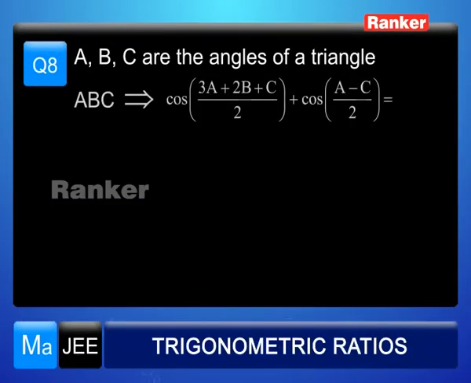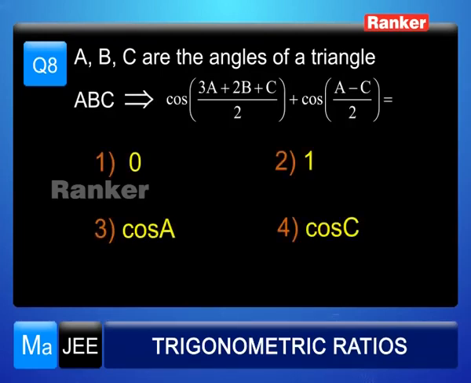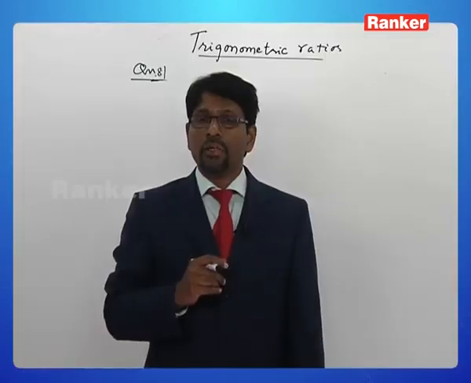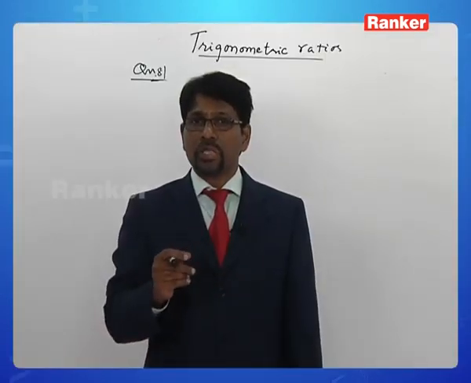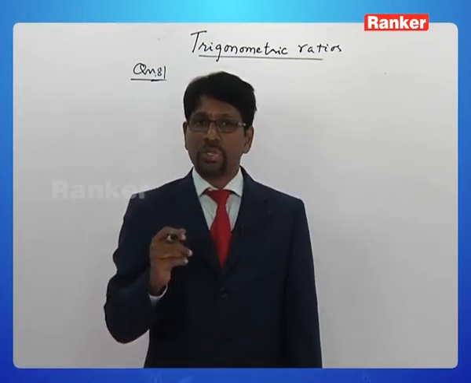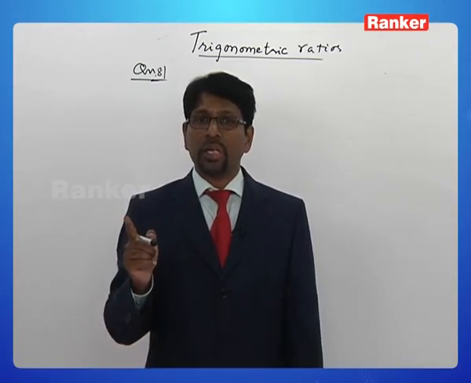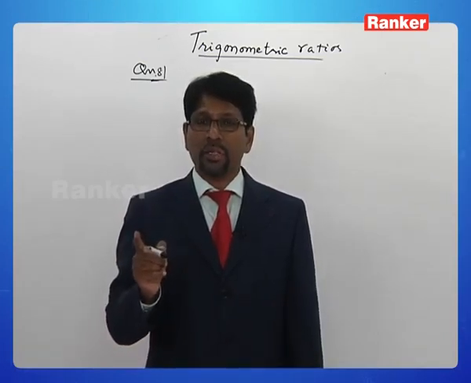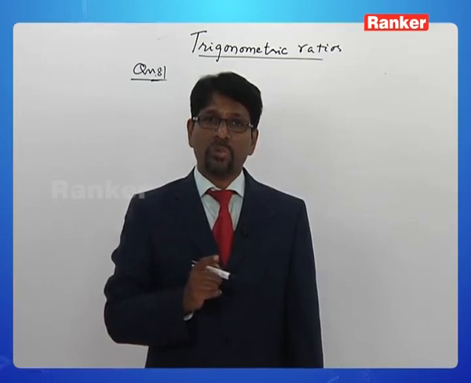Question number 8. If A, B, C are angles of a triangle ABC, then cos of (3A plus 2B plus C) by 2 plus cos of (A minus C) by 2 is equal to: first option 0, second option 1, third option cos A, fourth option cos C. Now look here, as we have done in the previous question, we cannot always substitute because the options are not independent of A, B, C. So it's not advisable to substitute.